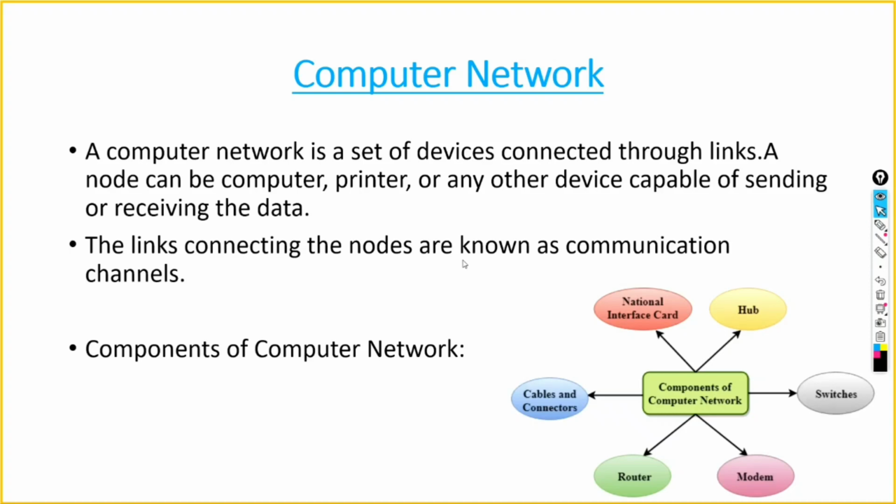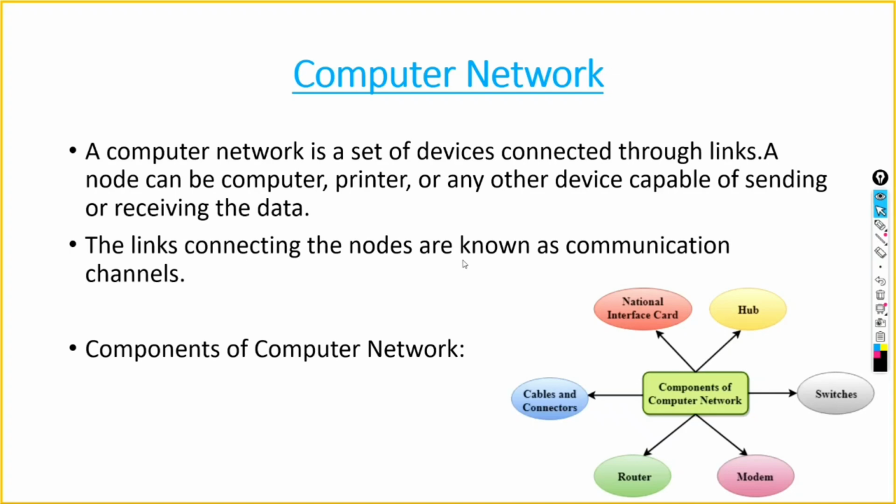So let's start with the computer network. We have seen the small terminologies, and now we will be moving on to computer networks. What is a computer network? A computer network is a set of devices connected through links. A device means any networking device which has the capability of communicating with each other. Node: a node can be a computer, printer, or any other device capable of sending or receiving data.